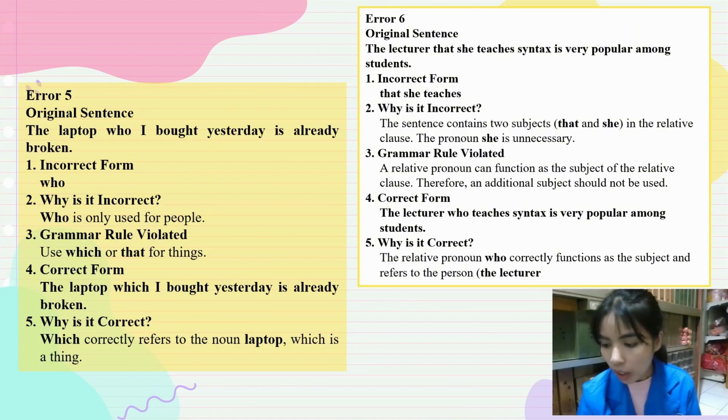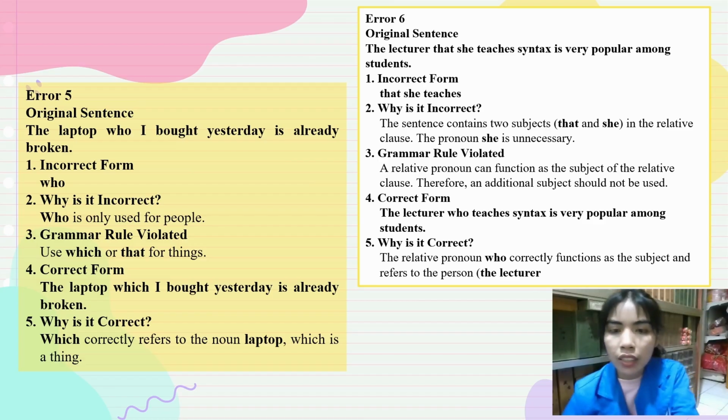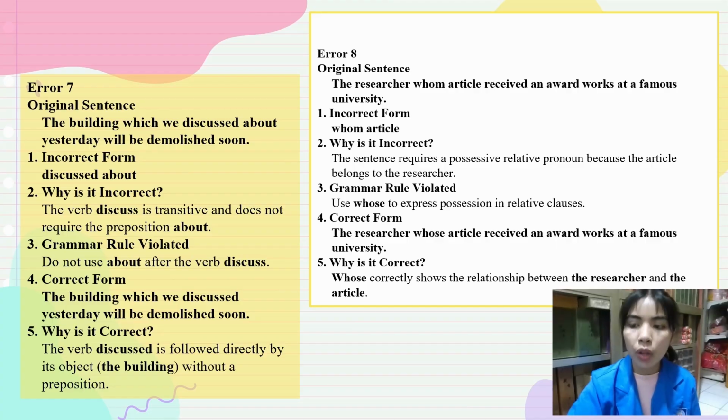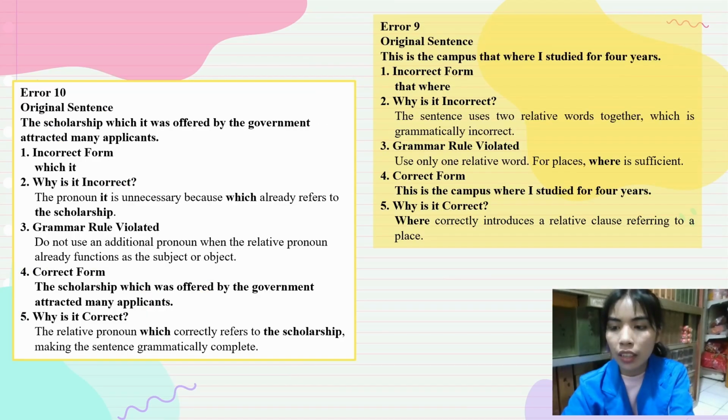Okay, slides 7 and 8. In the seventh sentence, the part discussed about is incorrect because the verb discussed does not need the preposition about. In the eighth sentence, the sentence should use whose article because the article belongs to the researcher.